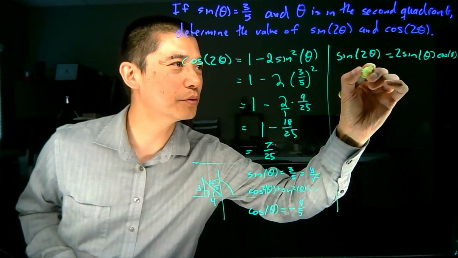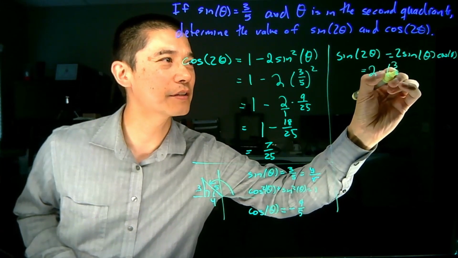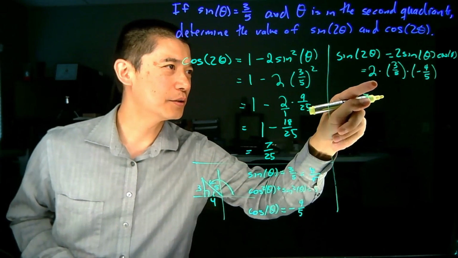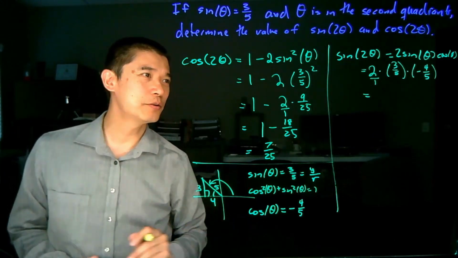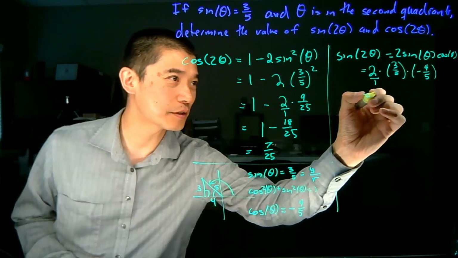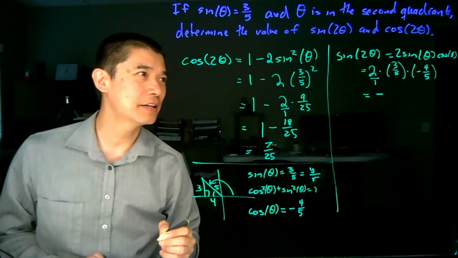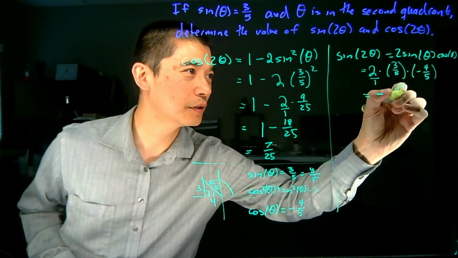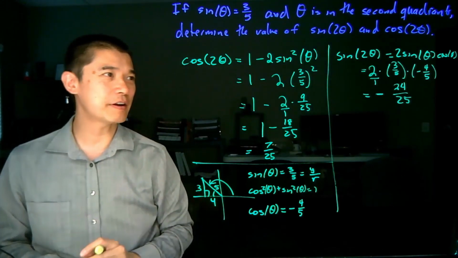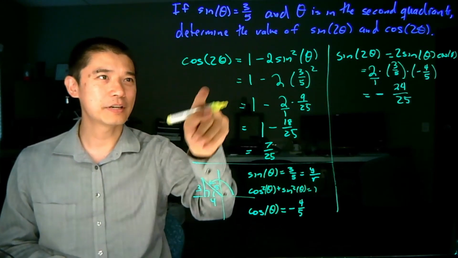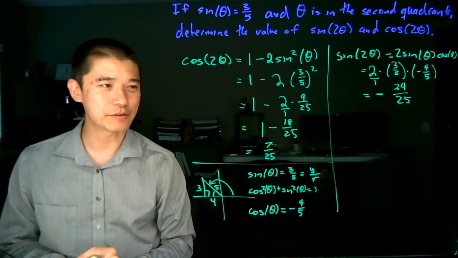This is equal to 2 times 3/5 times negative 4/5. 2, I'll go ahead and put it over 1. 2 over 1 times 3 over 5 times negative 4 over 5. So it's going to be positive, positive, negative, so it's going to be a negative. The numerator, 2 times 3 is 6. 6 times 4 is 24. Denominator is 5 times 5, which is 25. So sine of 2 theta is negative 24/25. And then cosine of 2 theta is 7/25.